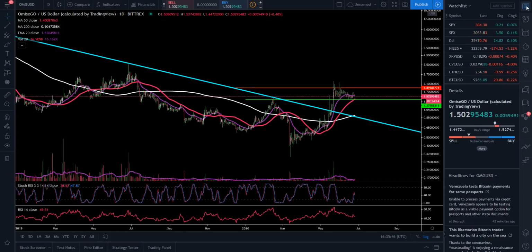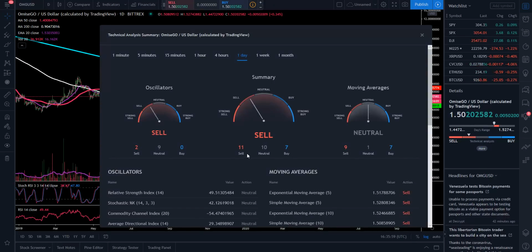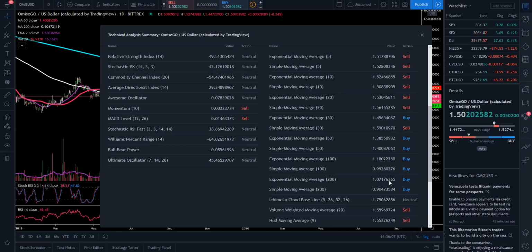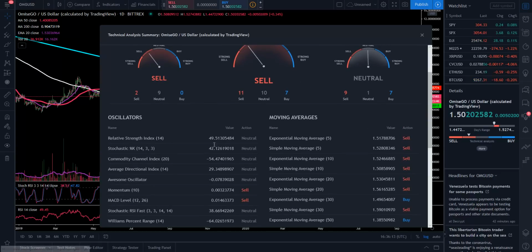We had a nice trend line breakout of this teal trend line here, but a lot of times you can have those breaks and come all the way back before you move again. You can backtest it. That does happen, and we need to be aware of that. Now for OmiseGO, very neutral in this area. We're having 11 sell, 10 neutral, and 7 buy. You can see the shorter-term moving averages turning to sell. We're throwing some buys on the longer ones like that 50, 100, and 200 we were talking about, and very neutral over here on all the oscillators.